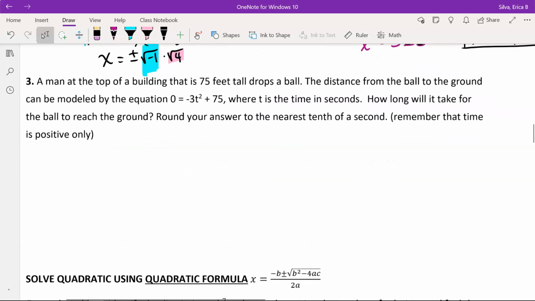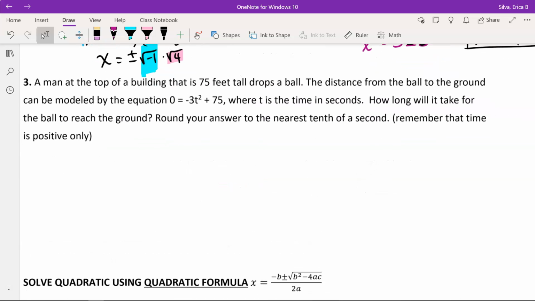For the next section, we have a word problem. A man at the top of the building, which is 75 feet tall, drops a ball. The distance from the ball to the ground can be modeled by the equation 0 equals negative 3t squared plus 75, where t is the time in seconds. How long will it take for the ball to reach the ground? Round your answer to the nearest tenth of a second.